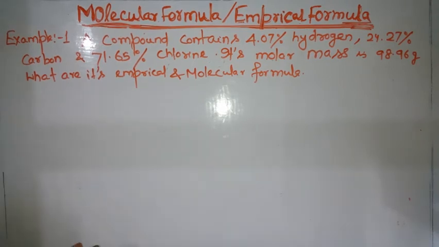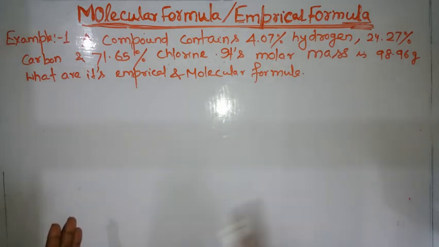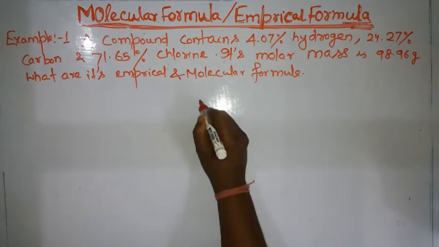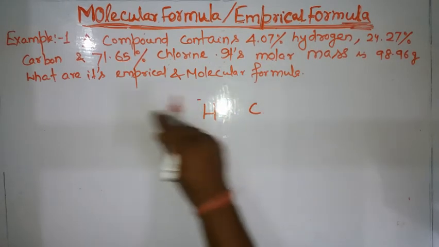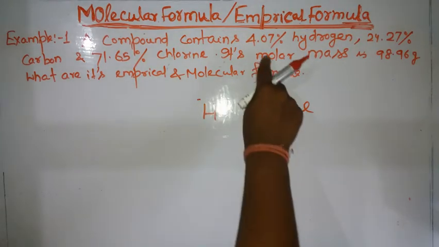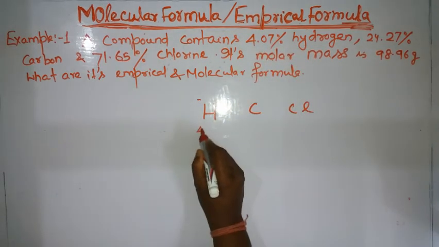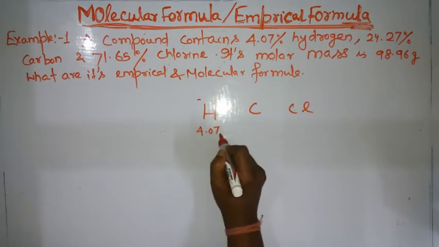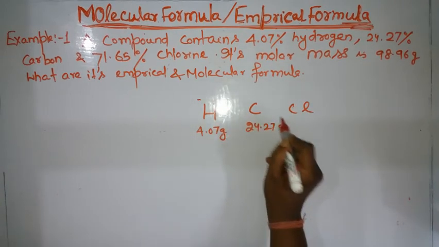Actually, my principle was, in step 1 I told you to write the different elements or atoms present in the molecule and their various weights. This compound contains hydrogen, carbon, and chlorine. Write down the different elements present in the molecule. If the total compound is taken as 100, hydrogen is how much percent?